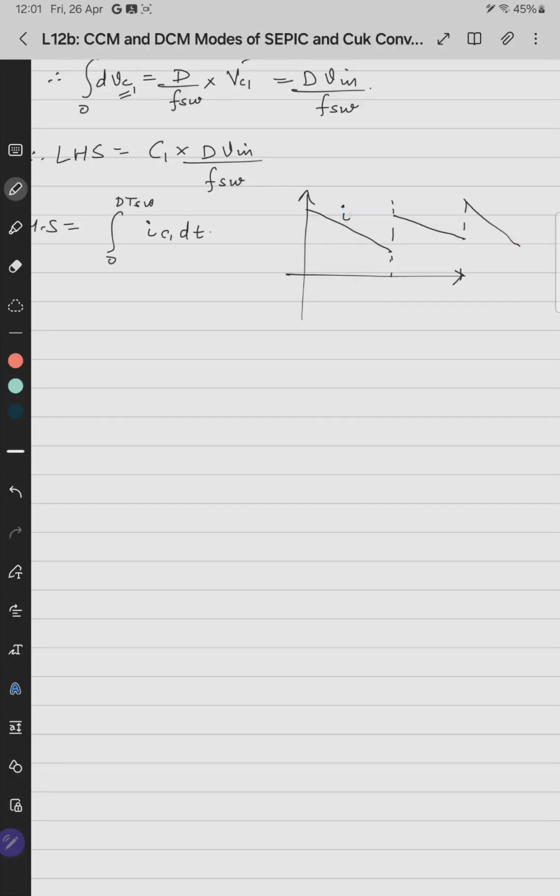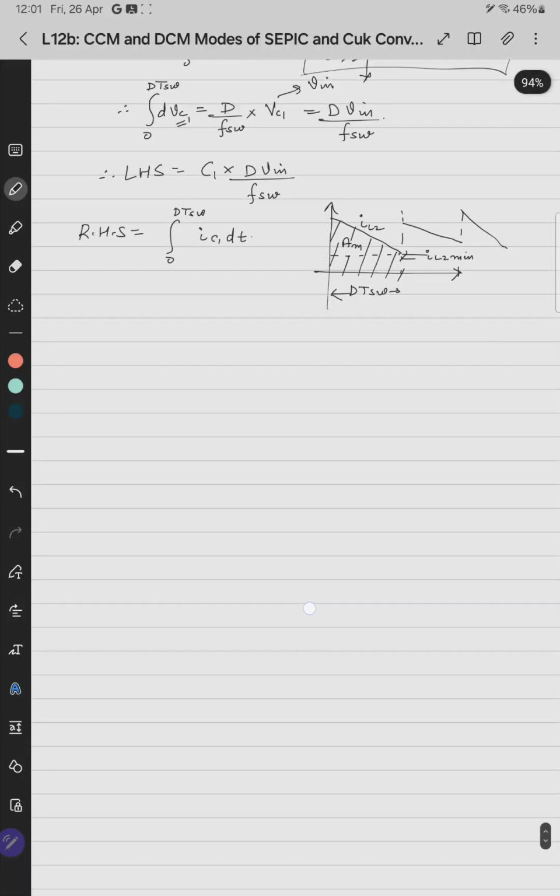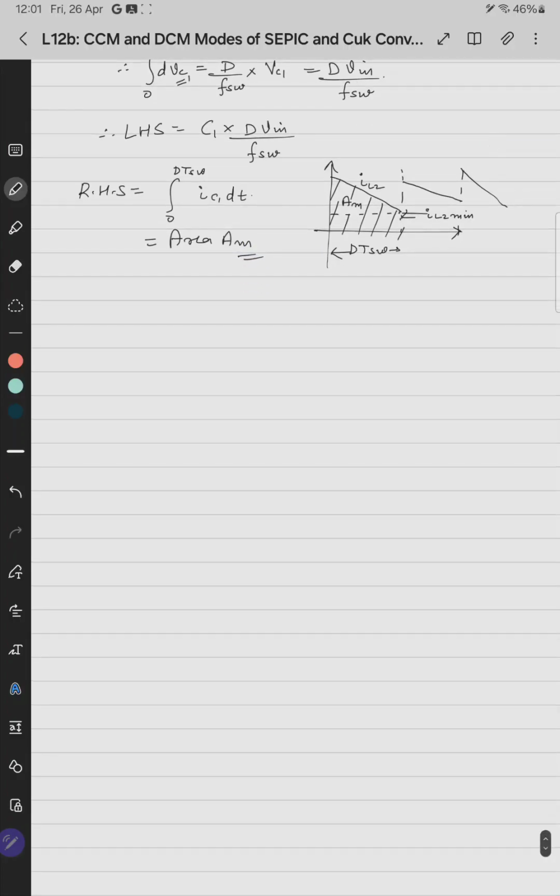Like this. This will be IL2. This is D into T switching. If this is IL2, this is IL2 minimum. And this is the whole area, AM. Let's write this area as AM. So what is this? This is the area AM. What is the area? Area AM is area of the rectangle plus area of the triangle.